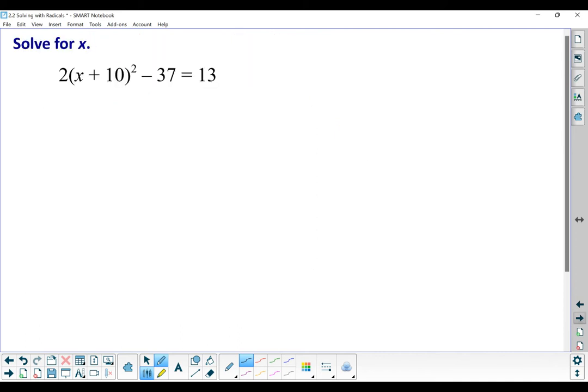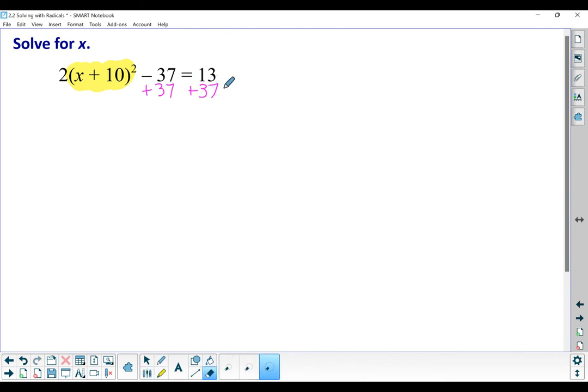I want to try another one with you in the video, and then we'll look at some other possibilities that are going to come up. We want to isolate our square. So our square is right here. It's an x plus 10 squared. We need to peel back the layers of that equation and isolate it. So I'm going to start by adding the 37.